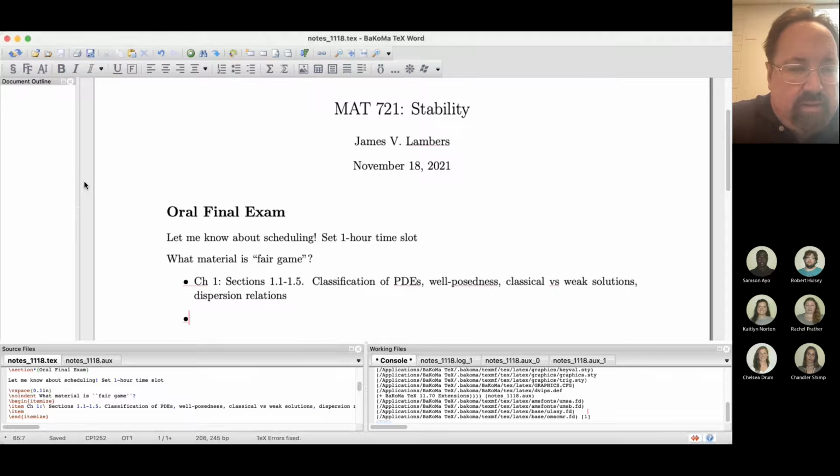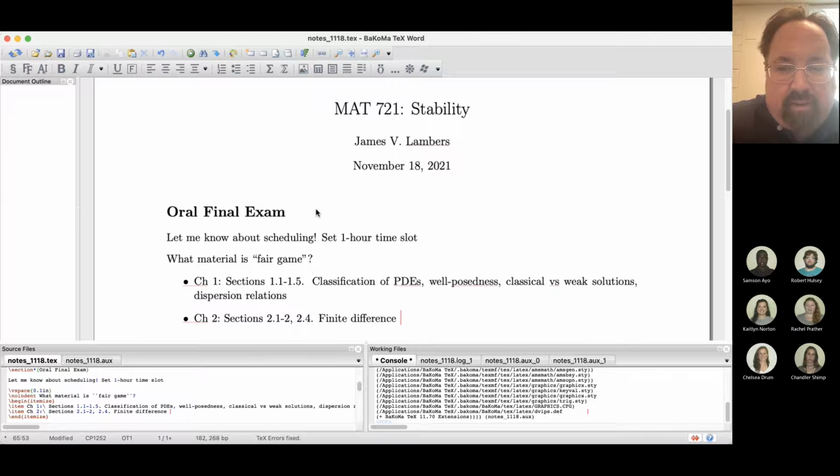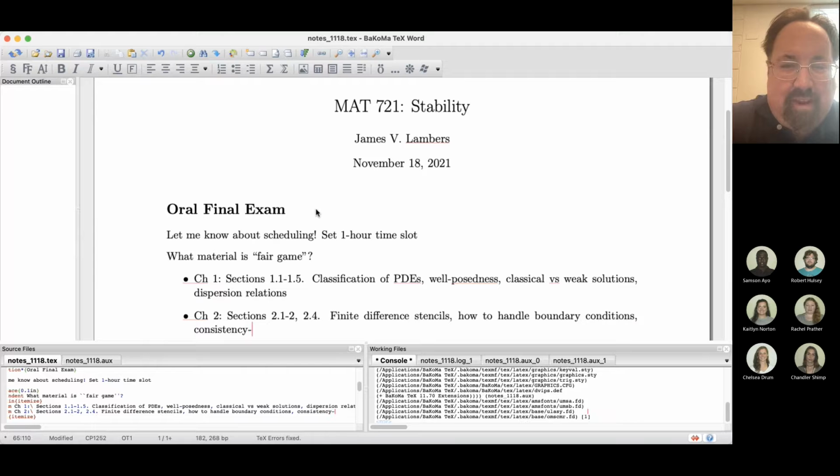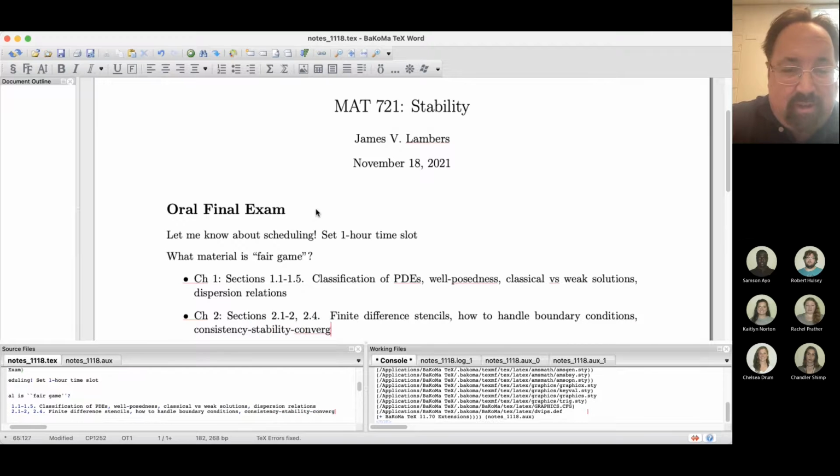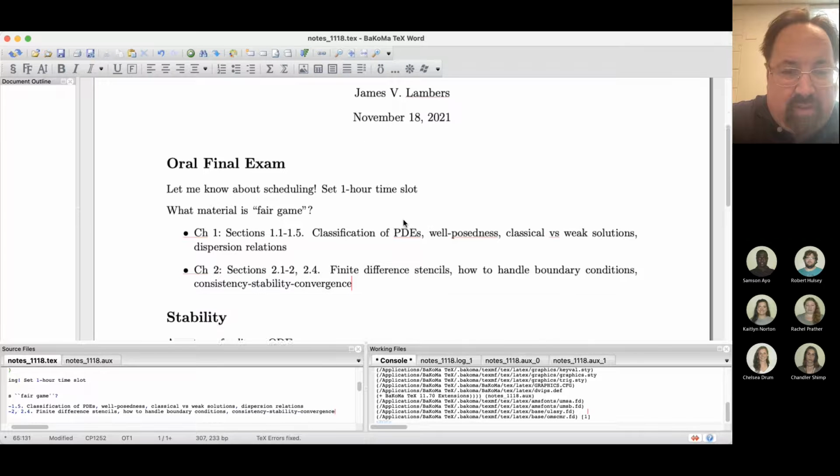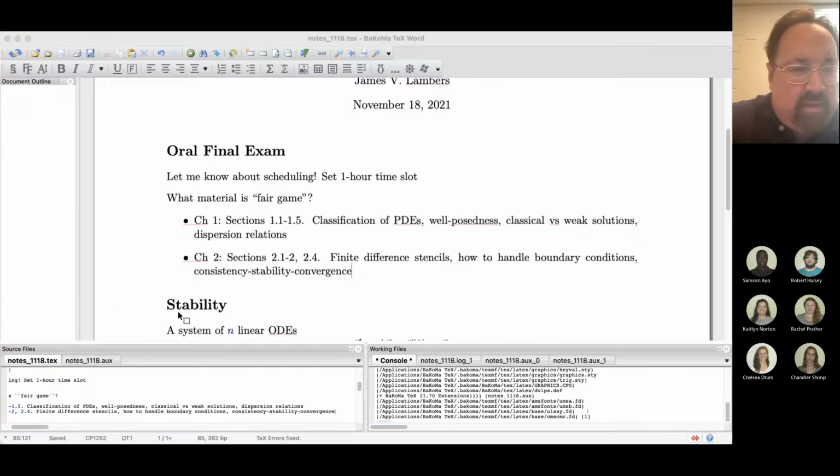Chapter 2 is on finite difference. There was one section in the middle of that chapter I did not cover. That was 2.3, so forget about that. So topics of interest there: different stencils, how to handle boundary conditions, the unholy trinity of convergence concepts, consistency, stability, convergence, and items related to that.